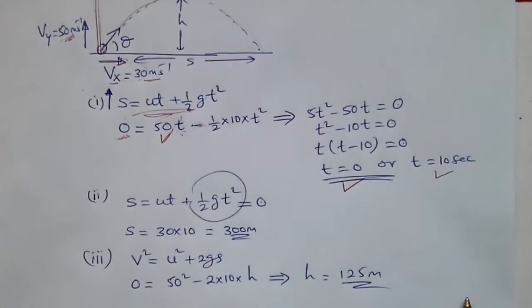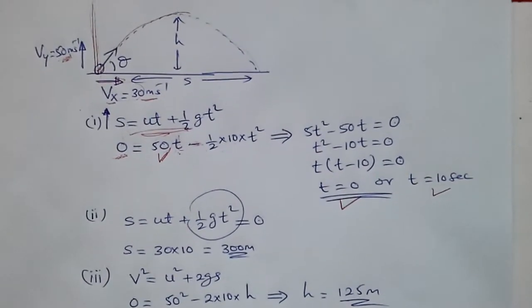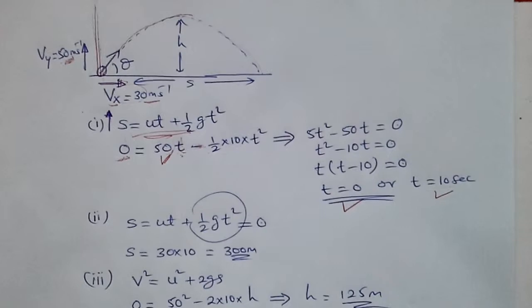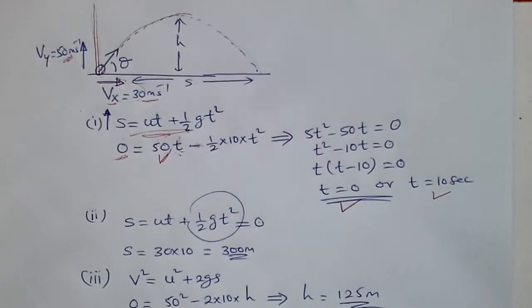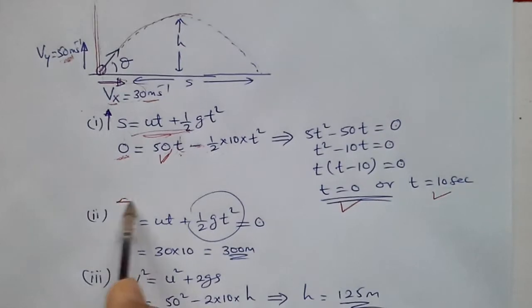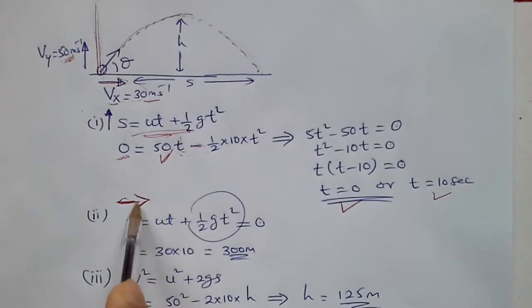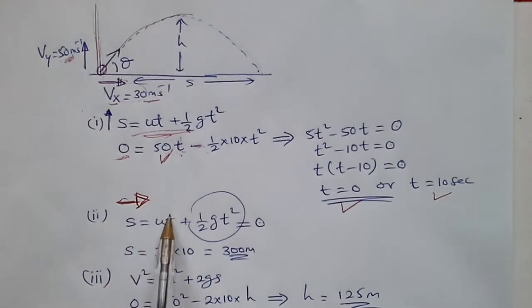And the second part of the problem is you need to find the total horizontal distance traveled by the stone. So how do you find this? Again, I am going to use s equals ut plus half gt squared. Remember, these equations are vector equations. So whenever you use this, you have to take into account the direction.